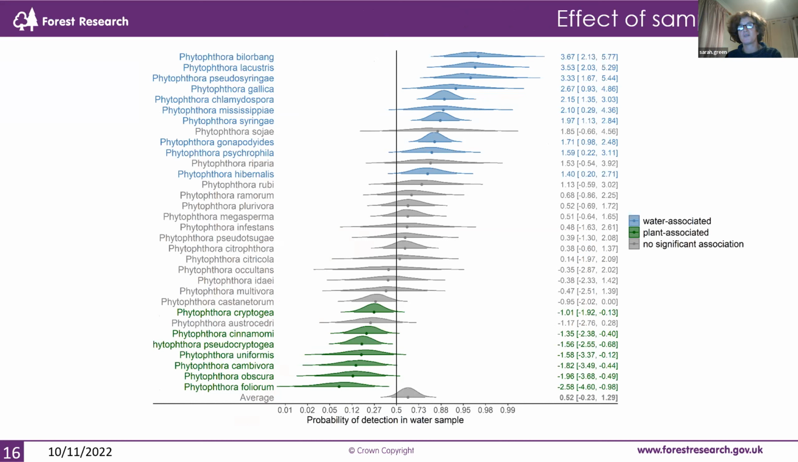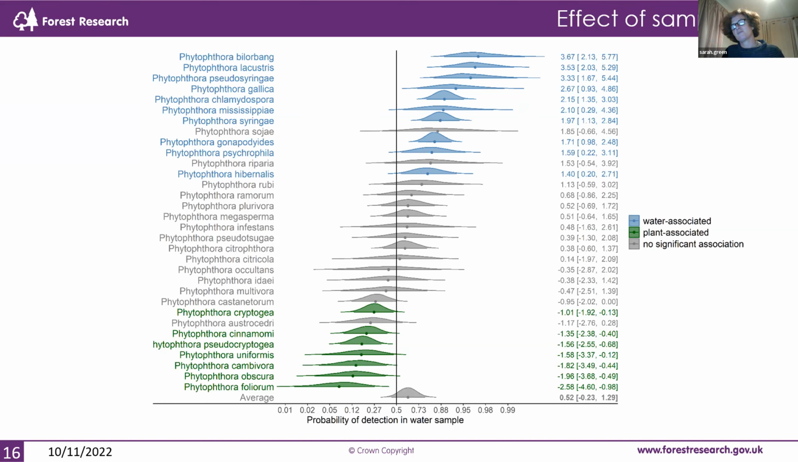So this graph is showing which Phytophthora species are most associated with water samples versus those which are most associated with root samples, and those which are equally associated with root or water samples. So those in blue are those which are significantly more associated with water samples. And again, we have some of the usual suspects, the clade 6 species like Phytophthora gonopodioides, for example, that is common in water.